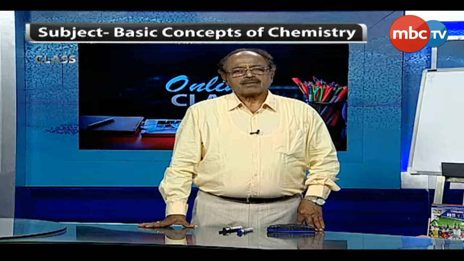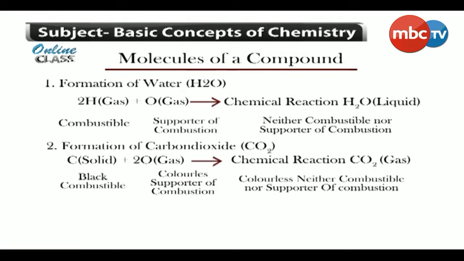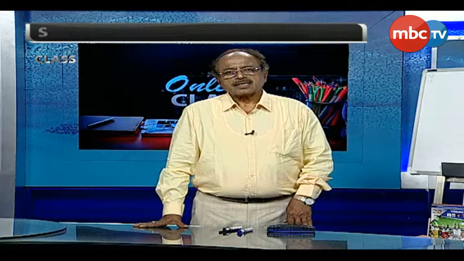In the same way, we have discussed carbon dioxide. Carbon, though combustible, combines with oxygen to form carbon dioxide. Carbon dioxide is a compound, a colorless gas. Now, coming to Dalton's atomic theory, I have concluded the entire theory in one sentence: all elementary properties of an element are atomic in nature.